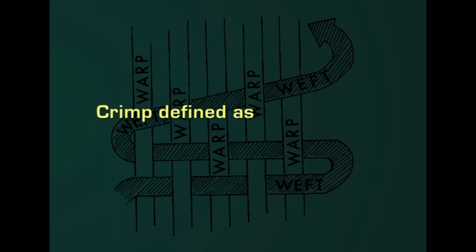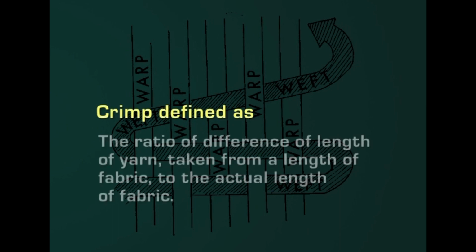So, if you take the yarn crimp definition, it is the ratio of the difference between the length of the yarn taken from the fabric and the length of the fabric, to the length of the fabric, that is, after it is ravelled, what would be the length compared to the actual length of the fabric.